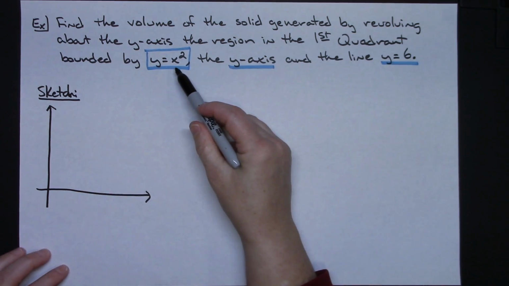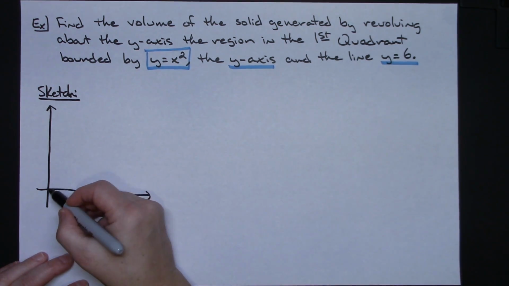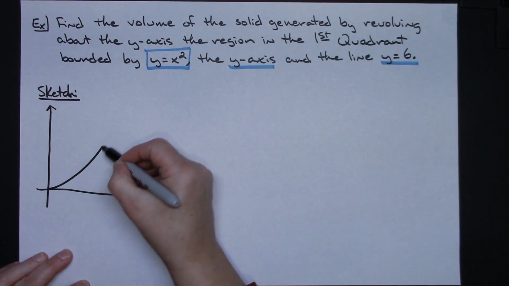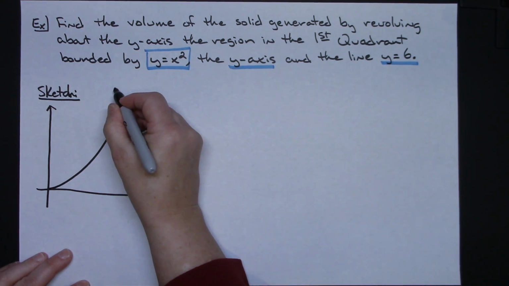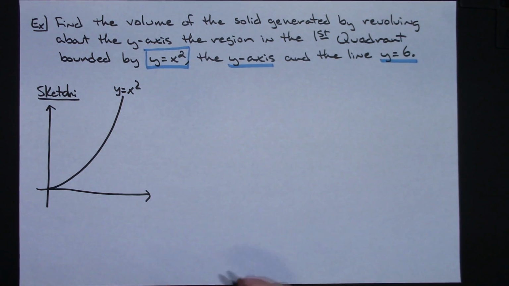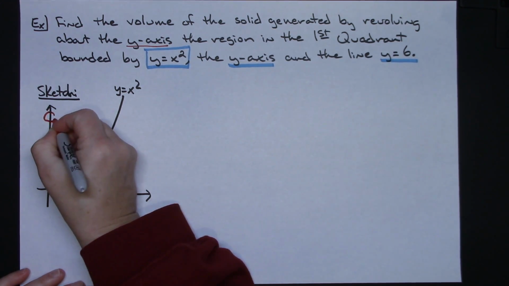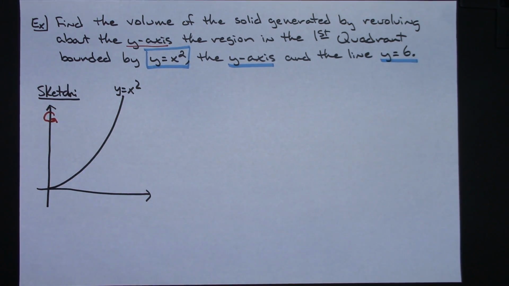Okay, so I still have that parabola, but I only want it in the first quadrant. It did say only in the first quadrant, so I only need to be focused here. Let's go ahead and label this y equals x squared. Okay, I am revolving around the y-axis, so let's put that on there so we don't forget.